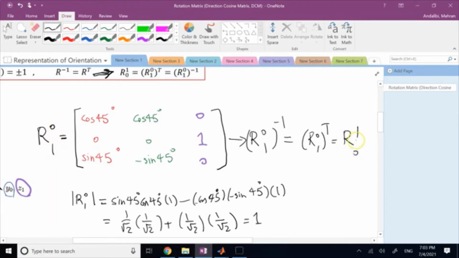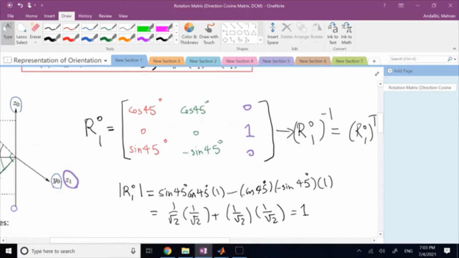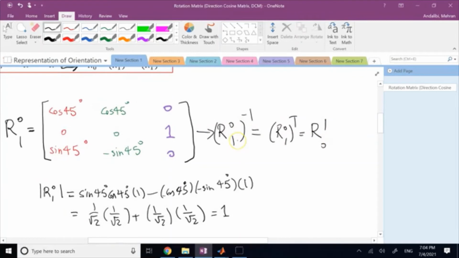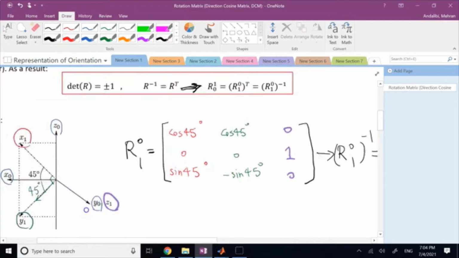Frame 0 with respect to 1. So if somebody here says, what is the rotation matrix of frame 0 with respect to 1? If you already have 1 with respect to 0, don't go ahead and do all these dot products again, or those cosines of the angles. Simply invert or transpose it. That makes your life a lot easier once you know one way. The other way is just the inverse or the transpose of what you did.